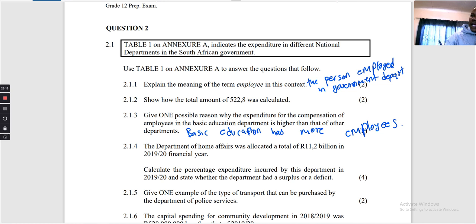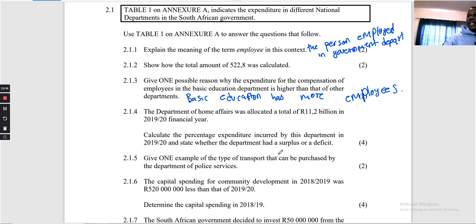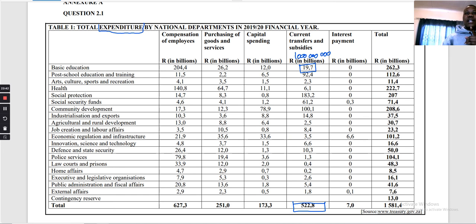Then they say the Department of Home Affairs was allocated a total of 11.2 billion in the 2019-2020 financial year. Calculate the percentage expenditure incurred by this department. So what it means is that in this question, they have given them 11.2 billion to spend. But look at what Home Affairs have spent. Where's the Home Affairs? Oh, the Home Affairs is here. Home Affairs have spent 8.5. So they want to know how many percent did they spend.